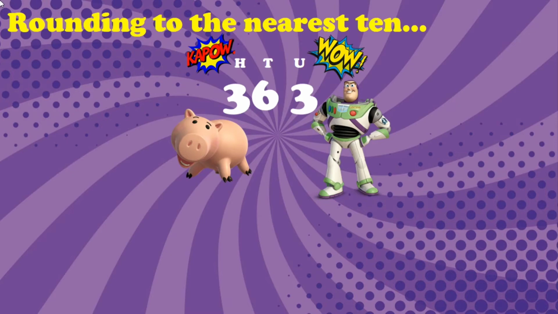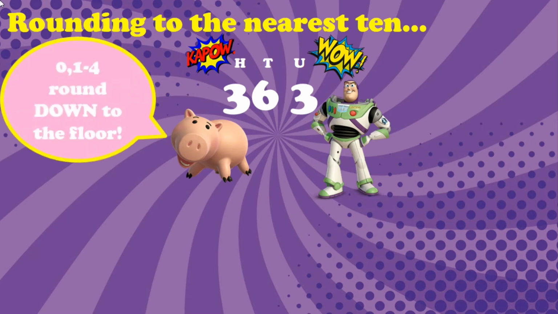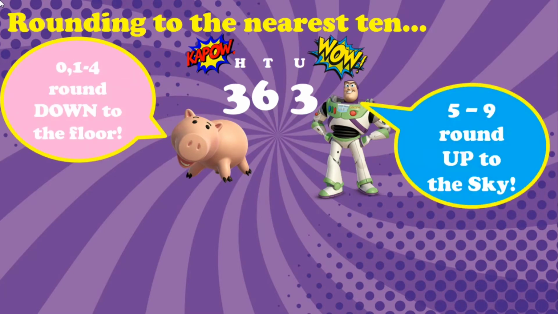Here's another one. 363. We're rounding to the nearest 10. Okay, so what do we need to remember? Remember, 0, 1 to 4, round down to the floor. 5 to 9, round up to the sky. But we're rounding to the nearest 10. So what do we need to do? We circle the 10. But we're not looking at that number, we're looking at the 3. So you can pause and play and try to answer this. What do you think the answer is?